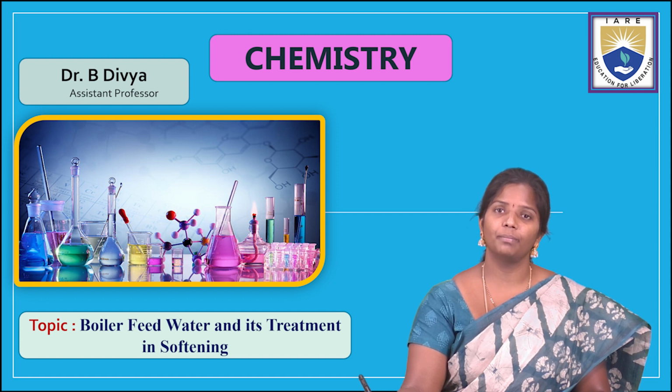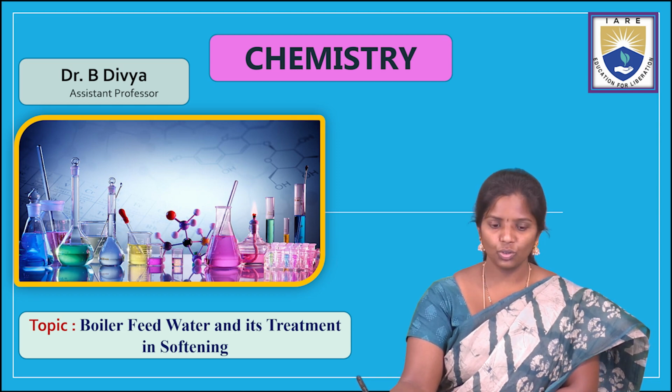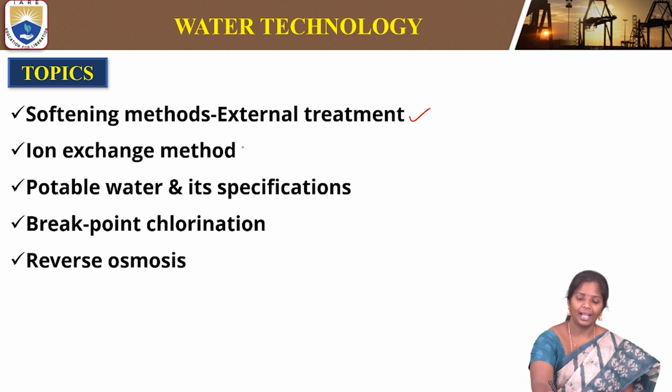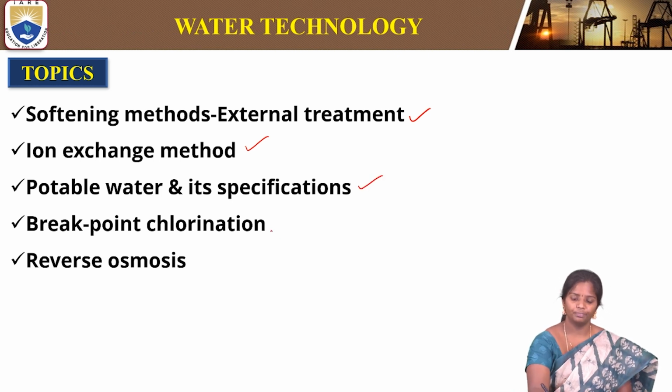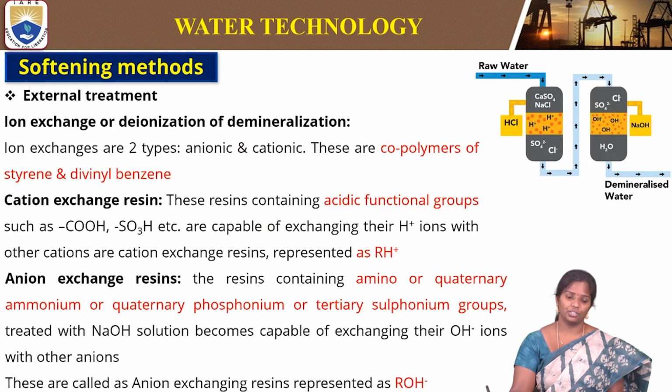So today we will discuss the methods of softening the hard water that can be used for boiler applications. What are the different methods of softening of water? In the previous session, we already discussed the internal methods or treatments, like adding some chemicals to the water during the operation of boilers. Now we will see the external methods like ion exchange, then potable water and its specifications, breakpoint chlorination, some disinfection methods, and reverse osmosis. These are some methods used in softening and disinfection of hard water for industrial applications.